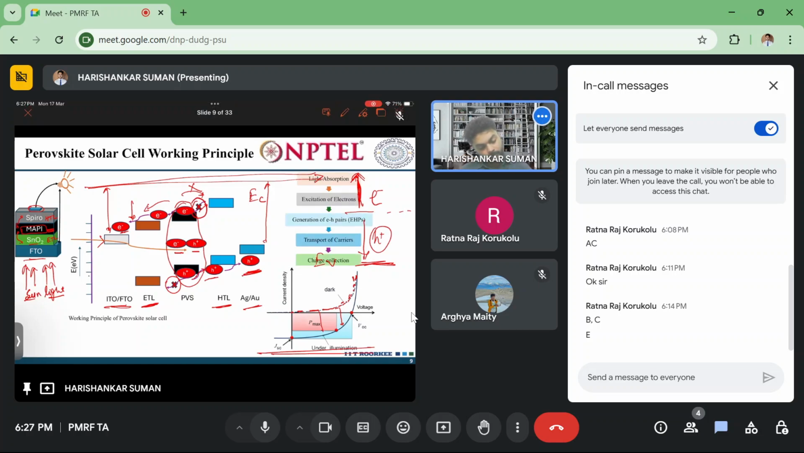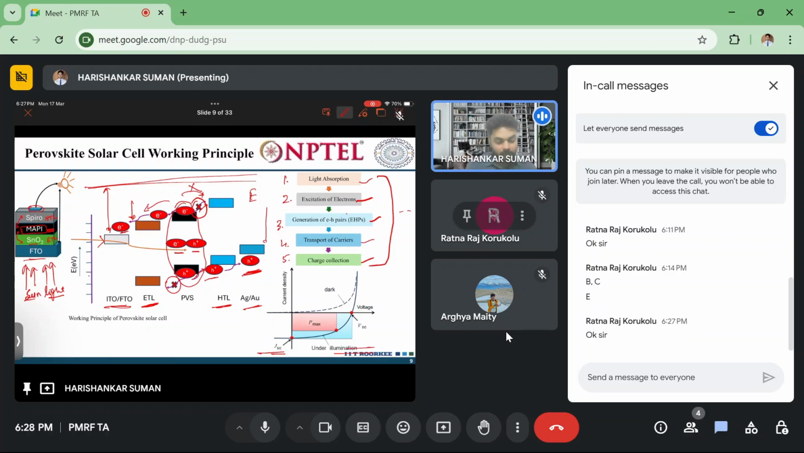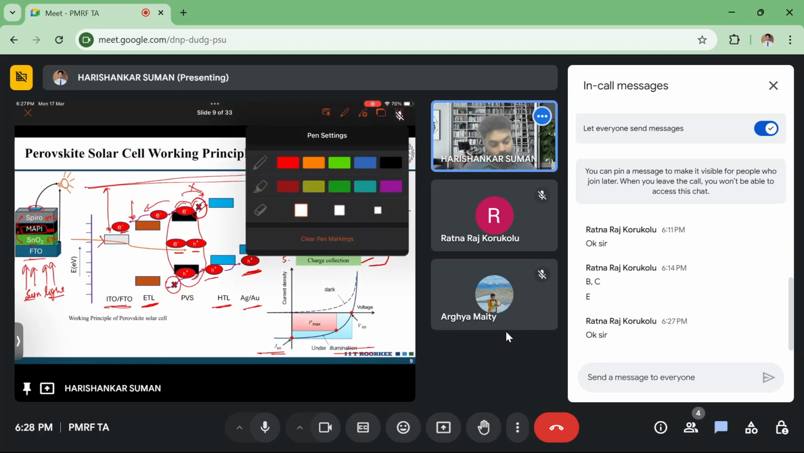Okay, so the process is: first light absorption, exciton, generation of electron hole pair, transport of charge carriers, and charge collection. These are the major steps. So this is the process. Okay, is it clear how a perovskite solar cell works? Any doubt?